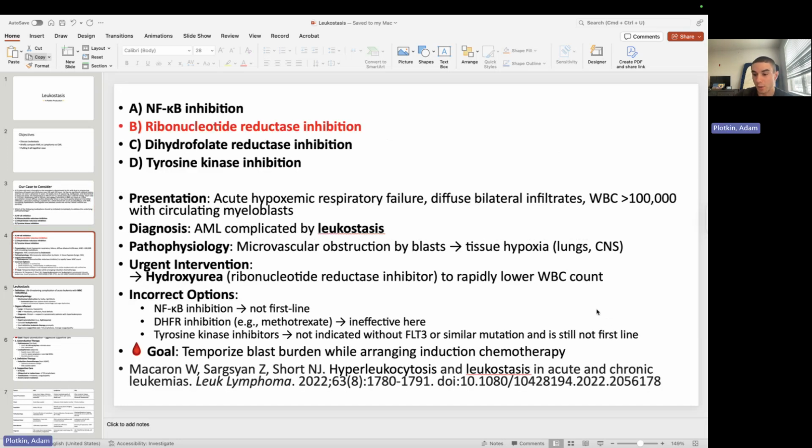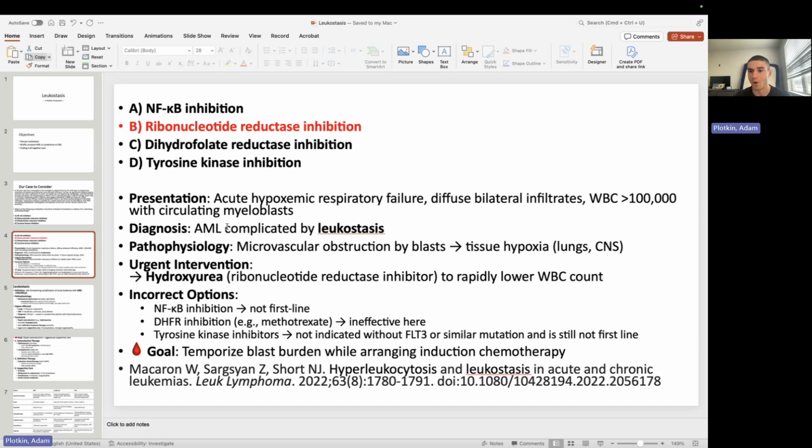So this patient is having leukostasis, or a leukostatic crisis. Hyperleukocytosis is another way you might see it. Basically, this patient is having hypoxemic respiratory failure, as evident by his SpO2 of 88% and his diffuse bilateral infiltrates, and his white blood cell count is up over 100,000 with circulating myeloblasts, right? So we can all put this together. This patient likely has acute myeloid leukemia. Remember, to diagnose acute myeloid leukemia, we need to see over 20% myeloblasts on bone marrow, right? And we'll talk about this in a second.